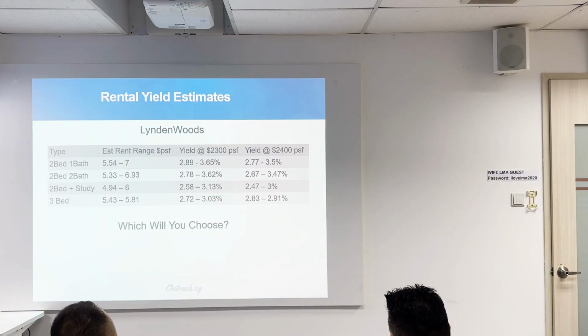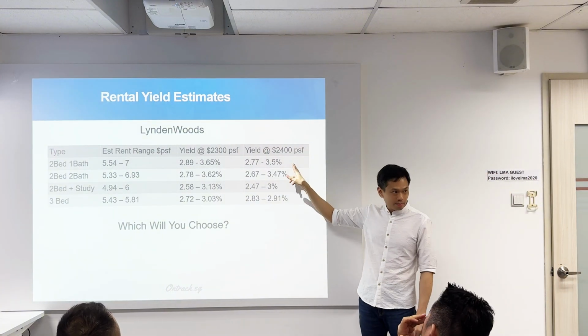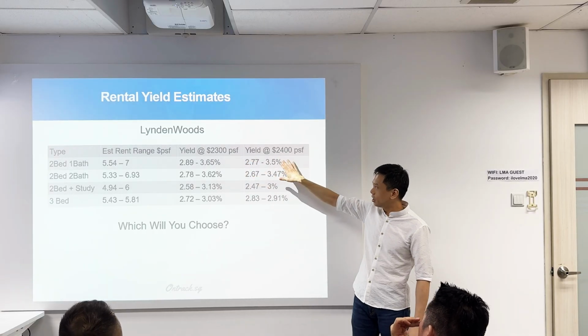Okay, so why did you choose the 2-bedroom? Because it has a higher yield. Higher yield, 35. Okay, that's the potential higher yield. Okay, very good.